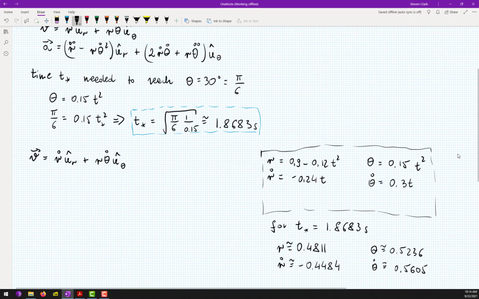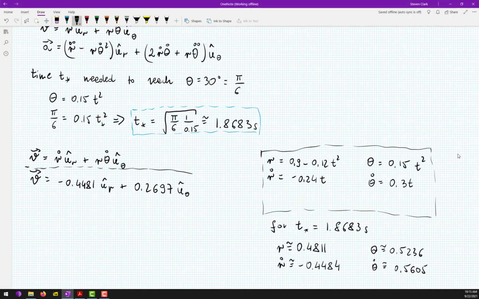Okay, plug it in. And our velocity is minus 0.4481 ur plus 0.2697 u theta. Great, 50% of the problem done. We found velocity. Questions so far? We are just filling out the thing.